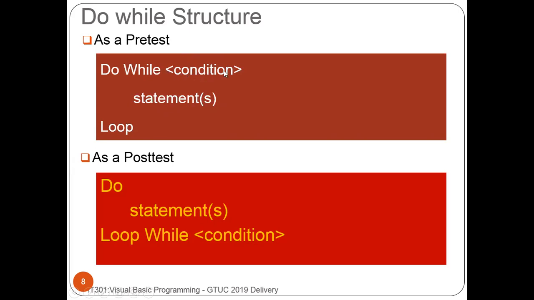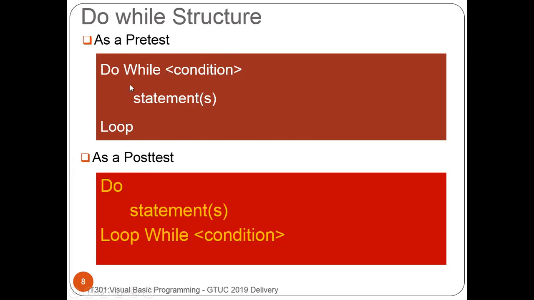So it will start from here, check the condition. If the condition is true, it will execute all these statements that are here, and then get here and go back to check the condition. If it is true, then it will execute, get here, go back. So it will continue to loop until this condition here is false, right? So this is a pretest.